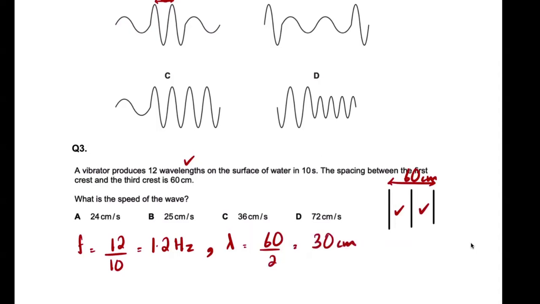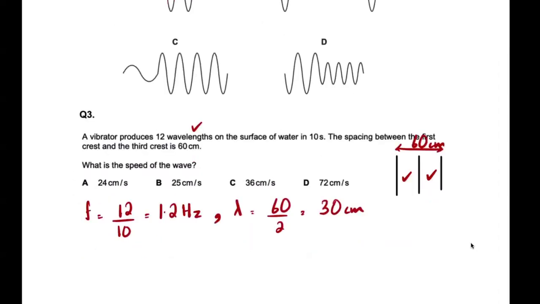It's the same thing, for example, if it said between the first and the fifth crest. Look at your fingers. Imagine that each of your fingers is a crest. So you have 5 crests, but the spaces in between are the wavelengths. So that would really be equal to 4 wavelengths. Now once you have this, you just use the wave speed formula, V equals F lambda, you multiply the 2 and you get 36.